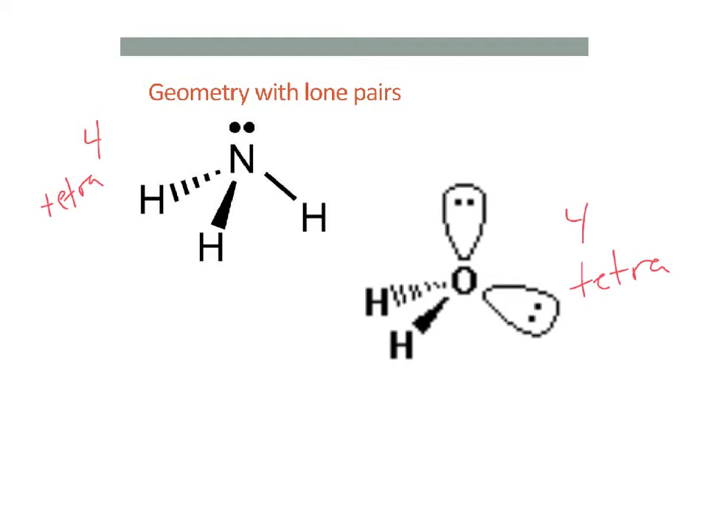Okay, so if you recall back from the previous video, what was the bond angle for a tetrahedral? And that was 109.5 degrees.